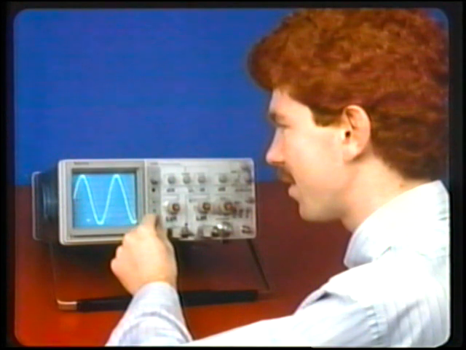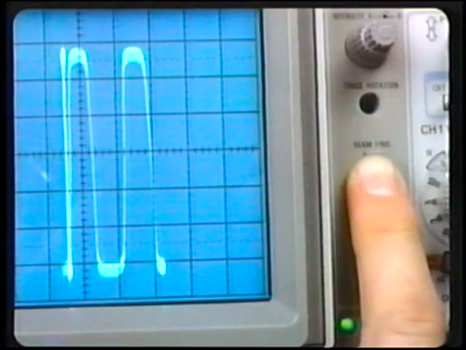However, there are other controls that were not used in the previous example. Let's now take a look at those controls. The Beam Fine button, located in the first block, compresses the display so that it is contained within the graticule area. This helps to locate off-screen displays when working in a relatively small voltage per division range.